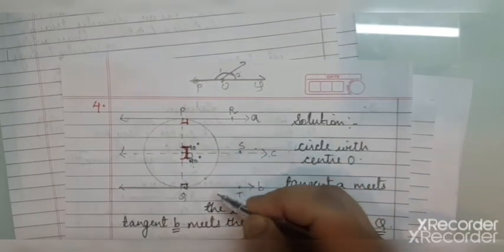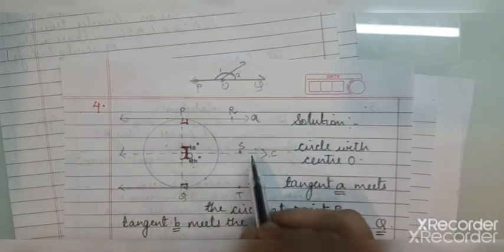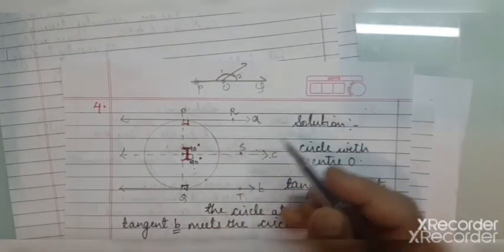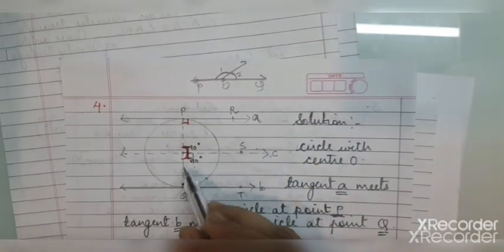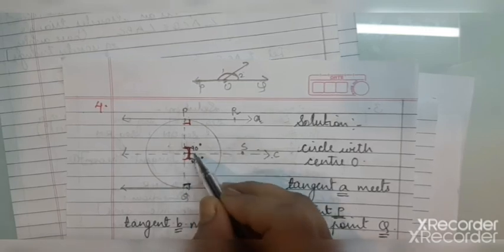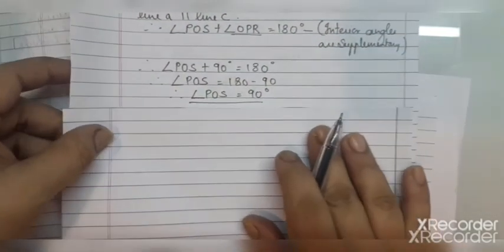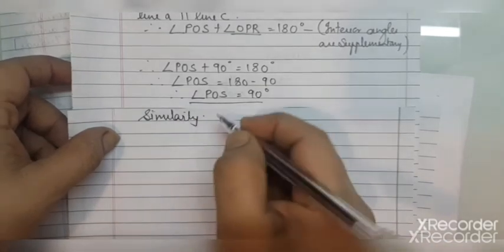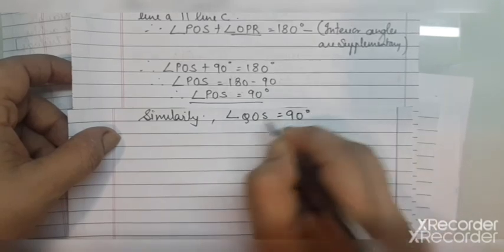But that again, the full procedure we don't have to write. We'll write similarly: how we proved POS as 90, similarly QOS is also 90 degrees. And as I explained, we can take second time C is parallel to B, and this is 90 degrees by the tangent theorem, and therefore these two angles are interior angles, and therefore this becomes 90. So after this we will write similarly, angle QOS is also 90 degrees.